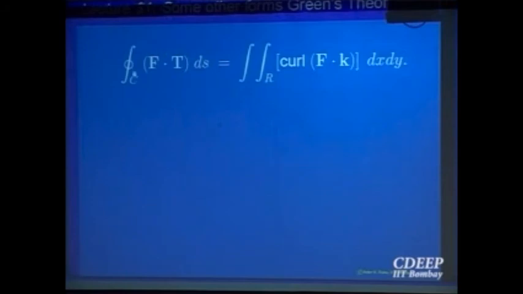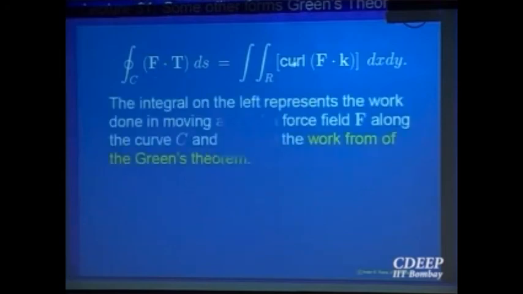Right? So the amount of work done, there it was flux. The flux came out of the double integral of divergence. The amount of work done is the k component of the curl, double integral. Okay? That is the amount of work. Now F dot T, you can also write in terms of F dot dr if you like. So this is called the work form of Green's theorem.